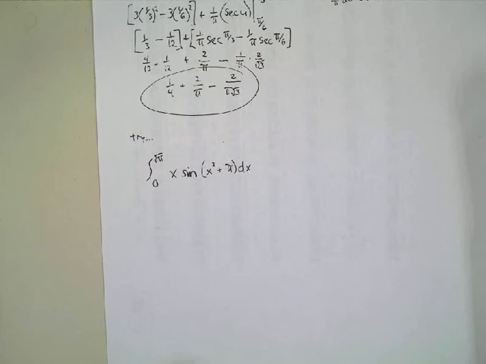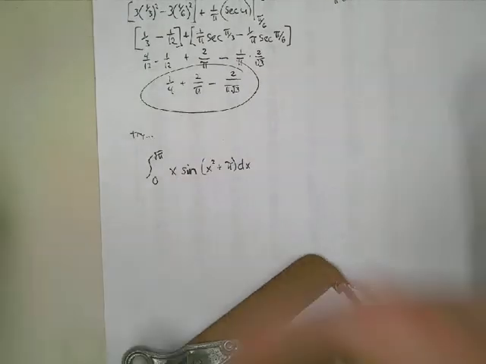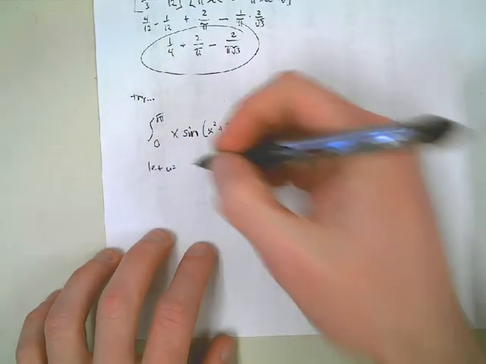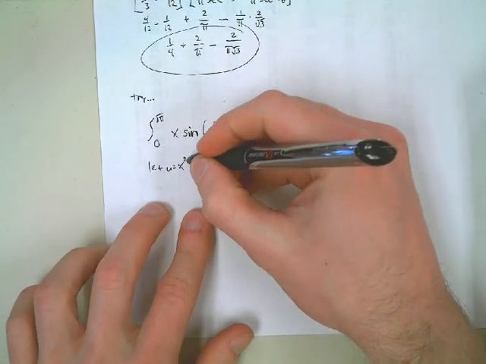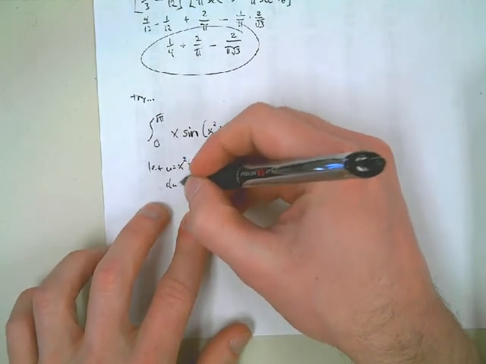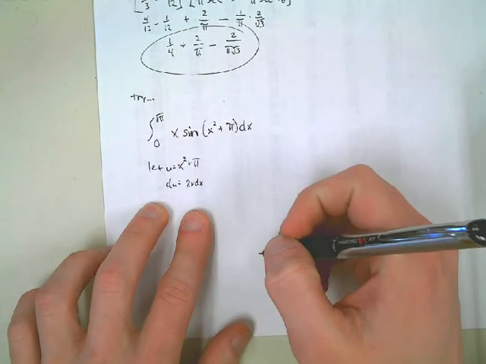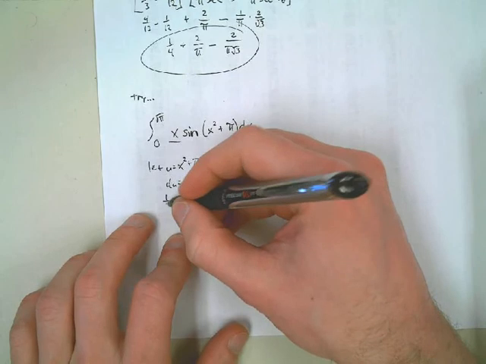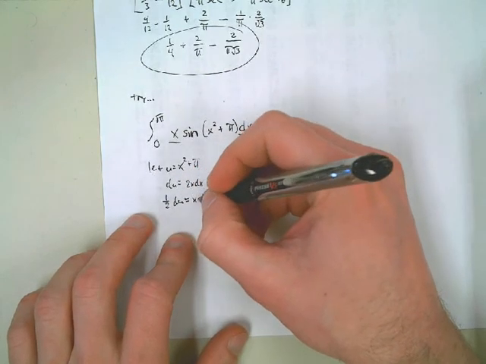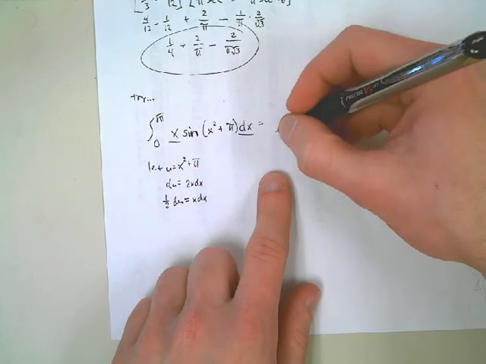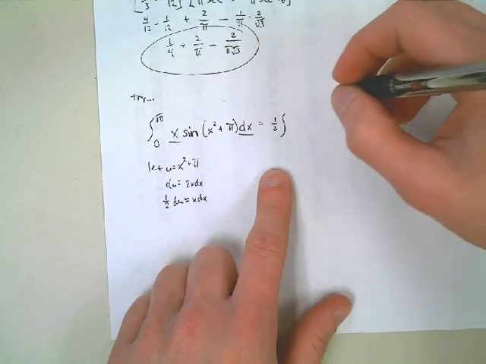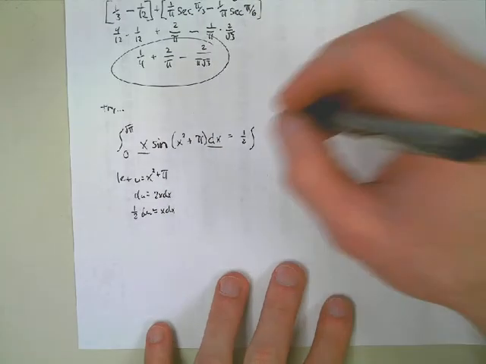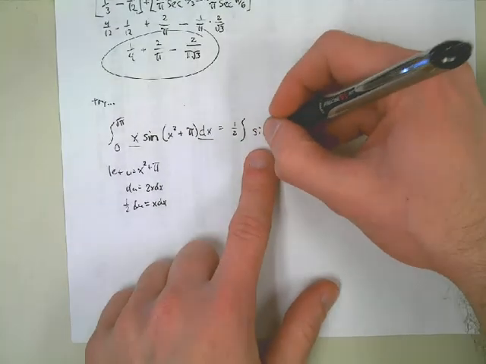Okay, so let's see here. We're going to let u equal x squared plus pi. du is equal to 2x dx. We don't have 2x dx, we just have x dx, so we divide the 2 over, making 1/2 du equals x dx. So this results in 1/2 the integral of sine of u du.